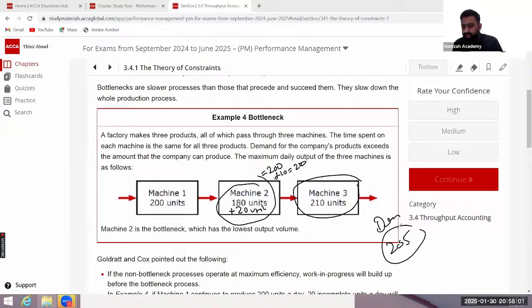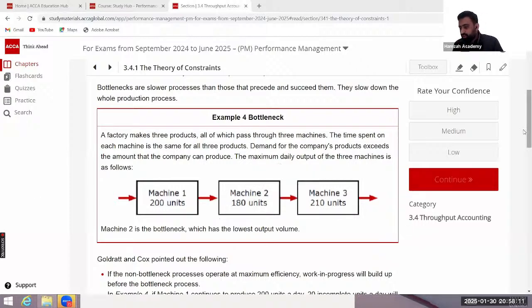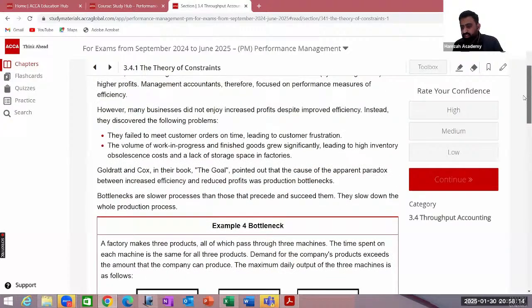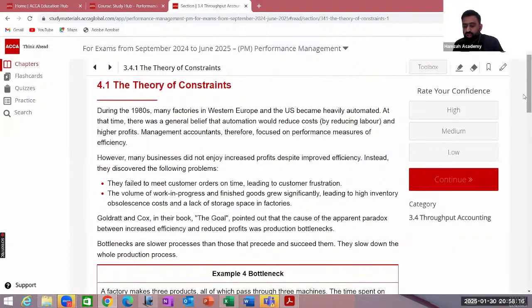Now, in the presence of a bottleneck resource and a constraint, how we can maximize our profitability is the concept of this topic, theory of constraints. It is also known as a throughput accounting concept. But this topic we will discuss in the next class in detail with practice questions.